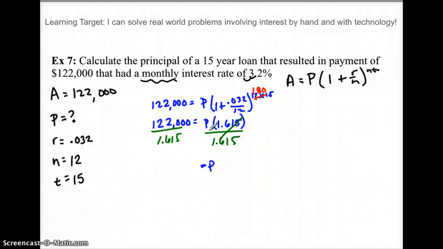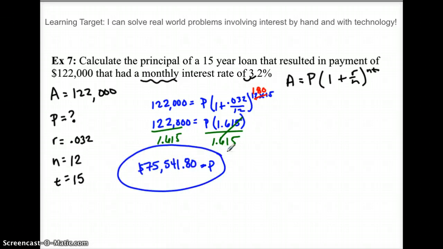Okay, and so P will equal that number divided by 1.615. It's going to be 75,541 with, rounded, 80 cents. Okay, so that was my principal. That's how much I either originally invested or originally borrowed. I guess since it was a payment, I borrowed this. But that's my principal. All right, so these are just a variation of compound interest problems you might see.